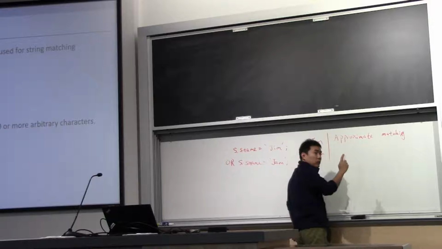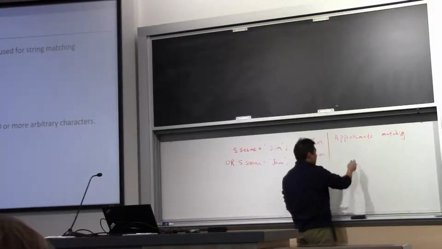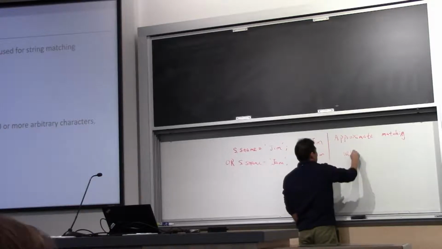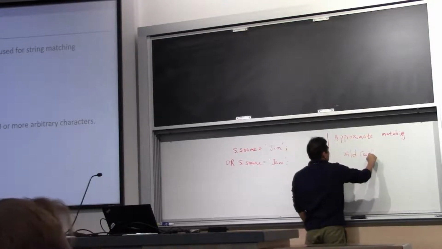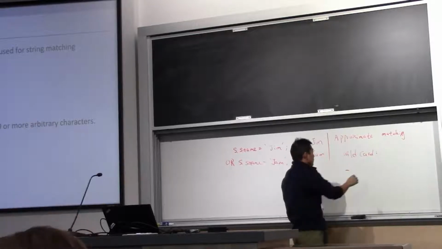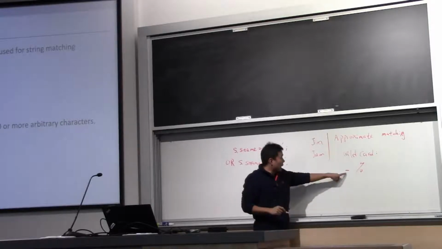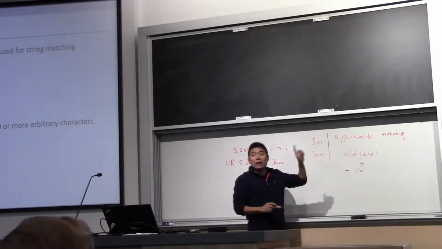In particular, there are two such wildcard characters to construct approximate matching. One is the underscore character. The other is percentage character. What underscore means is to match any one character.